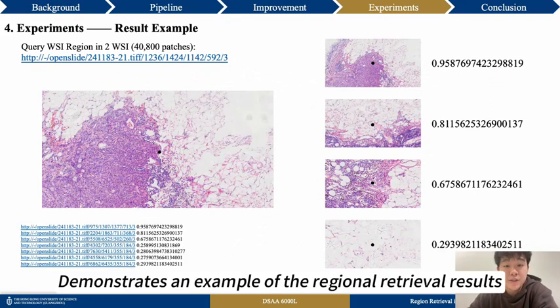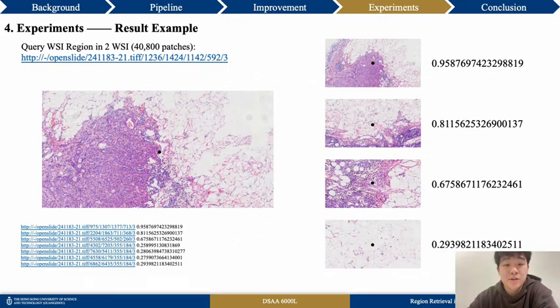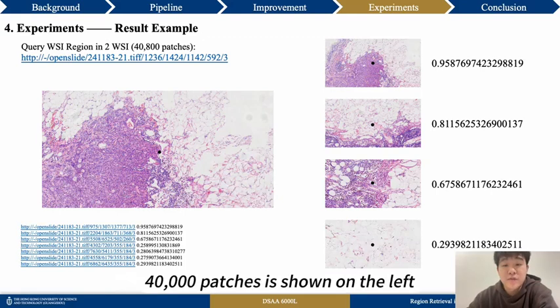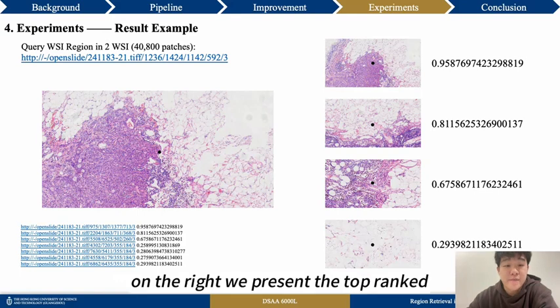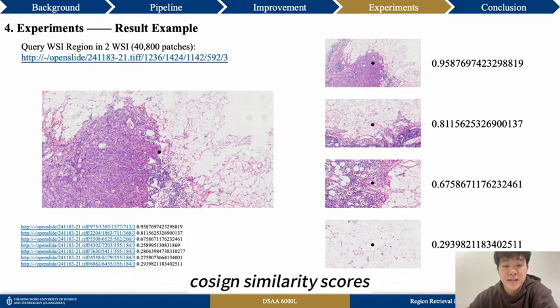This slide demonstrates an example of the region retrieval results from our experiment using the TCGA BRCA dataset. The query region extracted from a whole slide image containing 40,000 patches is shown on the left. On the right, we present the top-ranked retrieved regions sorted by their cosine similarity scores, which measure how closely the retrieved regions match the query.